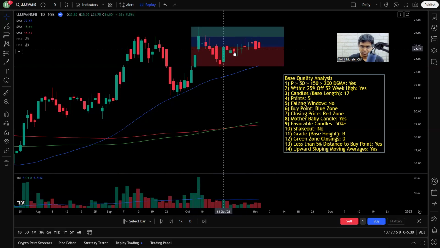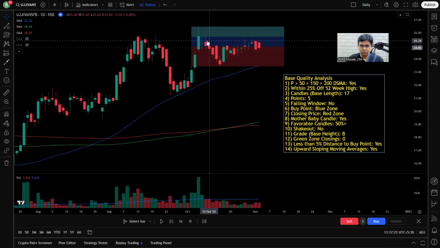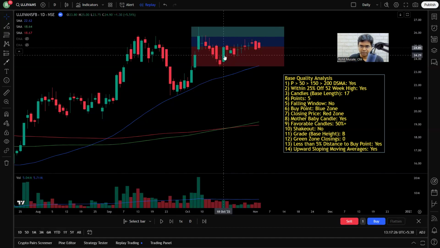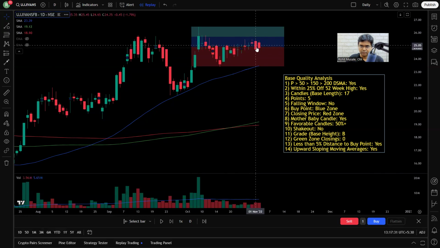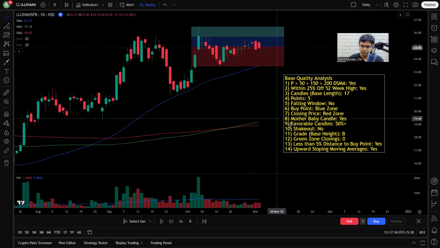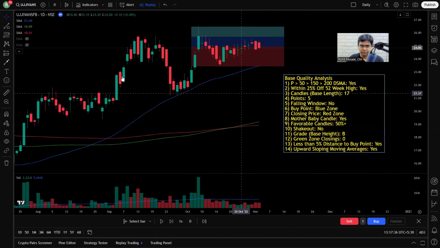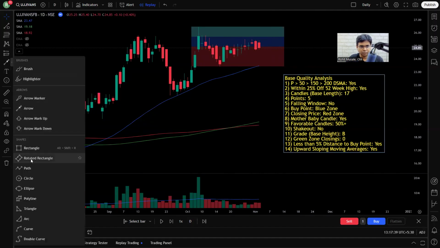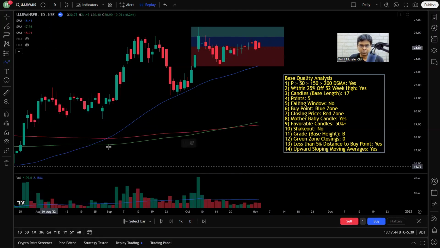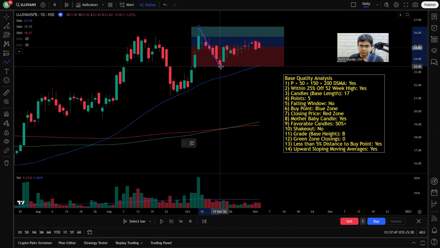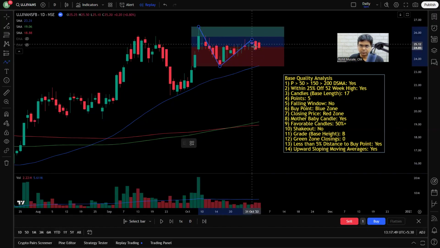Just put the cursor here, another cursor here, and that will give you the number of candles in the base. If you want to count manually: 1, 2, 3, 4, 5, 6, 7, 8, 9, 10, then 11, 12, 13, 14, 15, 16, 17. Manual counting done. How many points in the base? 5 points in the base. Let me draw the points in the base for you. So this is point 1, that's point 2, that's point 3, point 4, and point 5.